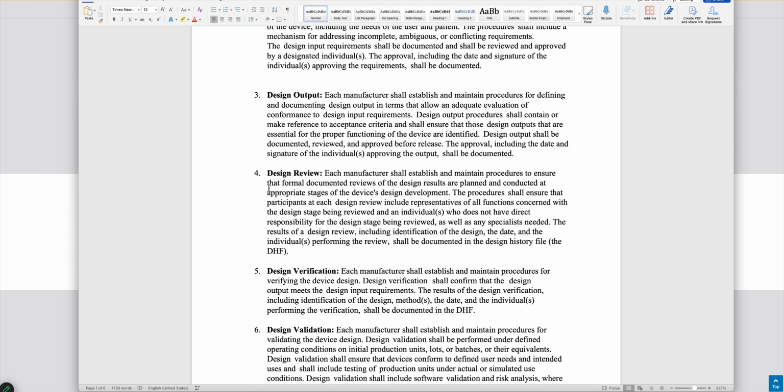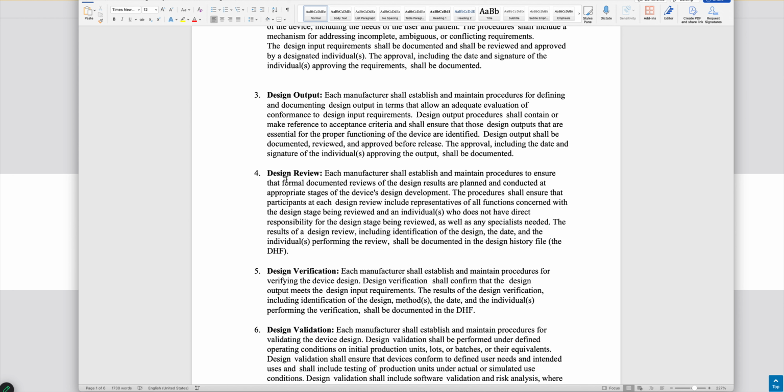Another important point is the design output. Each manufacturer shall establish and maintain procedures for defining and documenting design output in terms that allow an adequate evaluation of conformance to design input requirements. Design output procedures shall contain or make reference to acceptance criteria and shall ensure that those design outputs are essential for the proper functioning of the device. We are going to go over more discussions when we develop more in the next points.